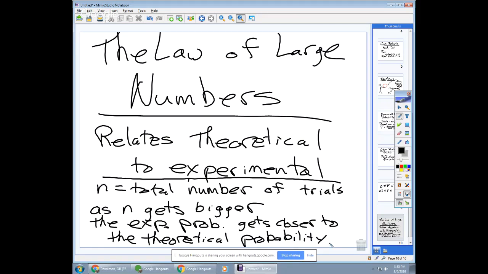So if I flipped a coin 1,000 times, I would expect to get close to half heads. The more I flip, the closer I should get to 1/2. So if I did it a million times, I would expect the ratio of heads to a million to be closer to 1/2 than if I did it only 1,000 times. That's basically what the law of large numbers says.